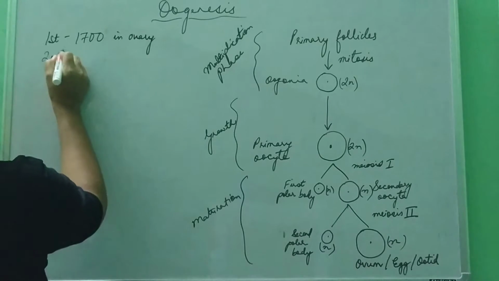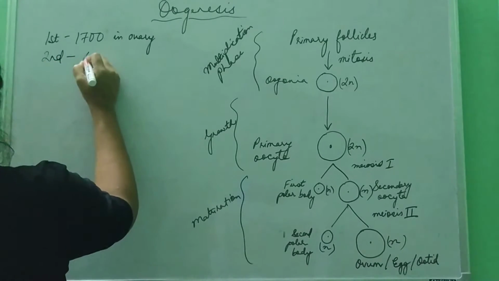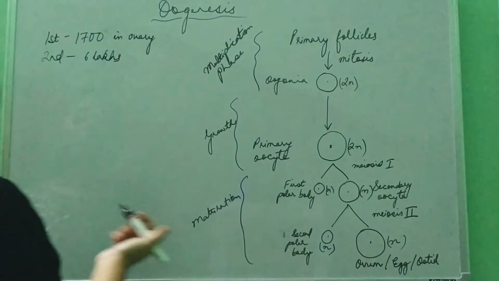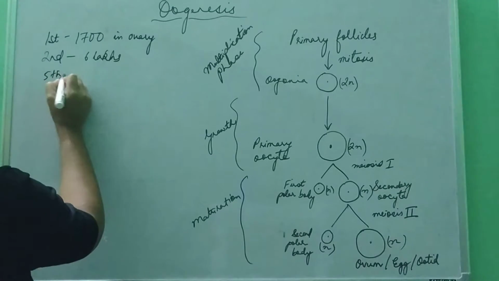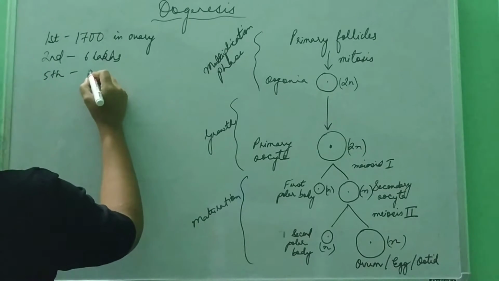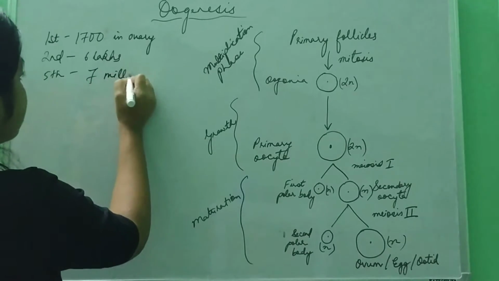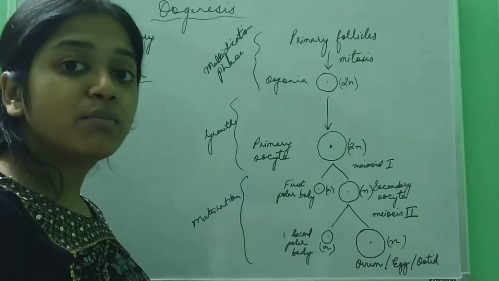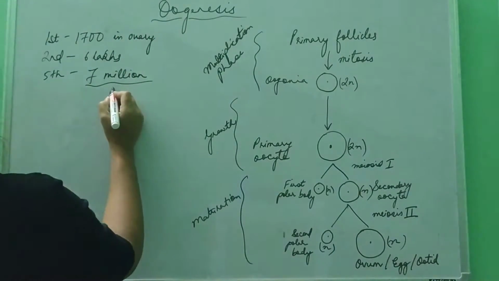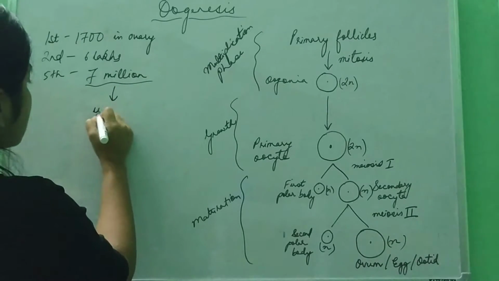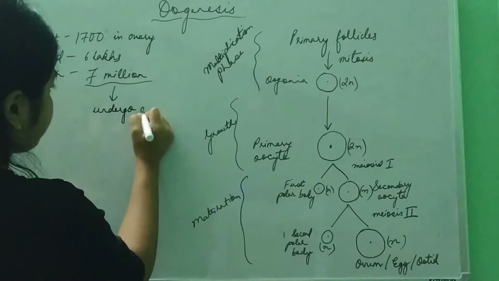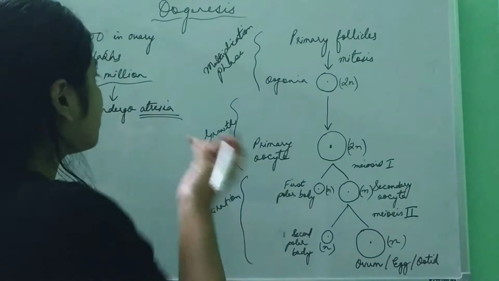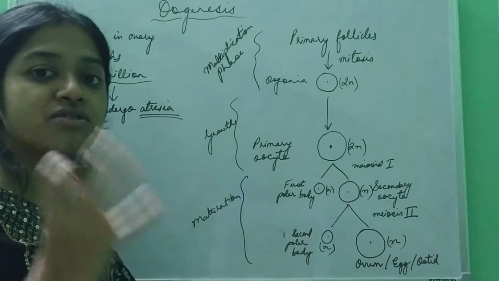In the second month of gestation, those increase to about 6 lakhs because these follicles are continuously dividing. In the fifth month of gestation, these 6 lakhs increase to about 7 million primary follicles. Now what happens to these 7 million primary follicles? Some of them will undergo atresia. Now what is atresia? Atresia is the shrinking of the primary follicles, meaning they degenerate.